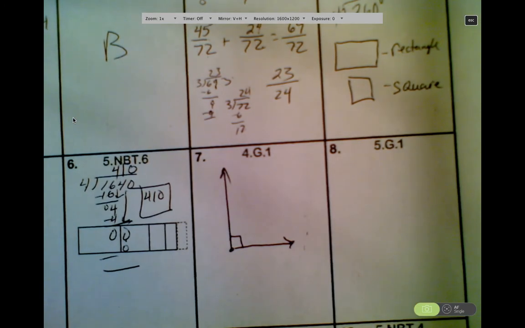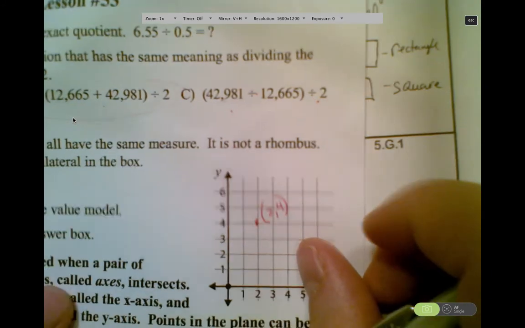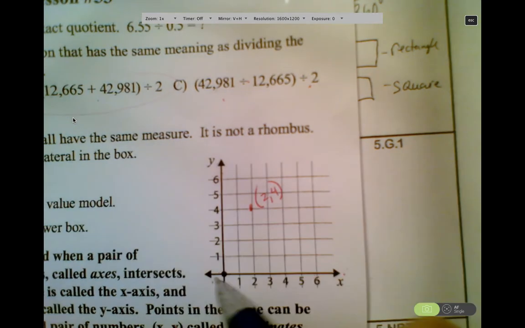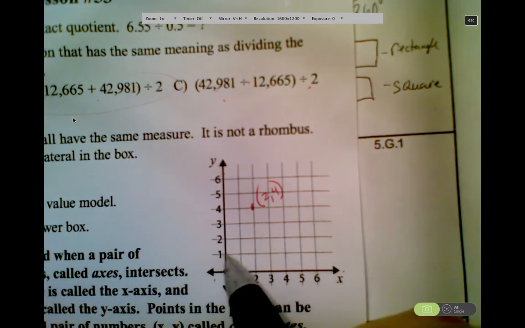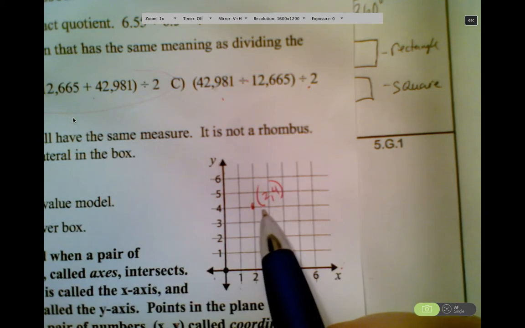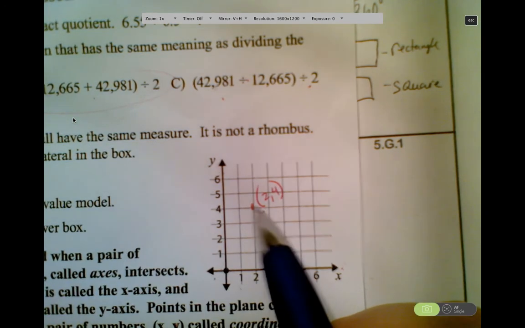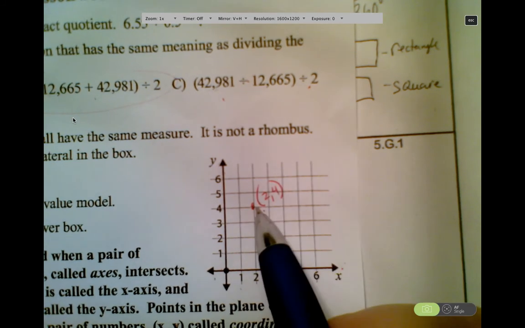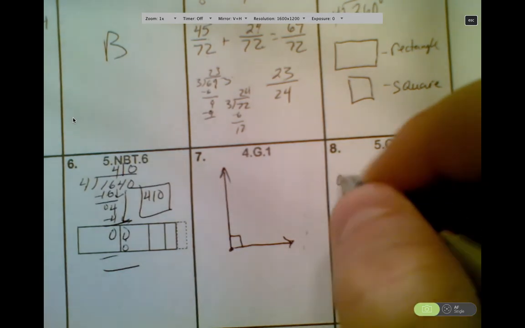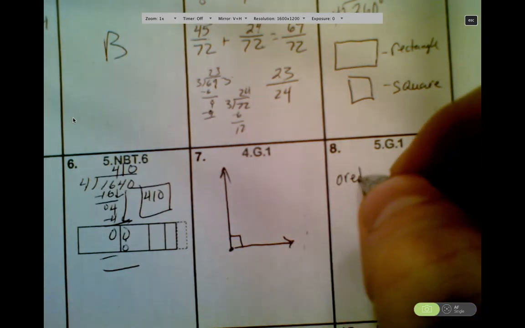It says a coordinate plane is formed when a pair of perpendicular lines called axes intersect. On a coordinate plane, you have two axes, an x-axis and a y-axis. They're two perpendicular lines, meaning that's a right angle. You got these things called coordinates, like I drew one here. It says 2, 4. Those are the coordinates, and this is where the point would be on the coordinate plane. But all it did is ask you to write the word ordered pair.